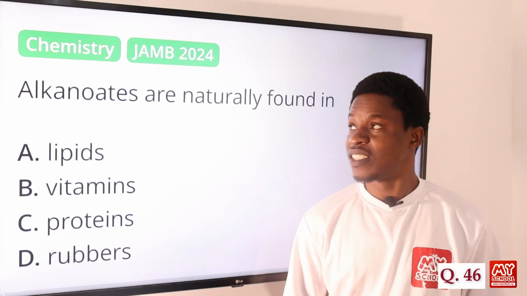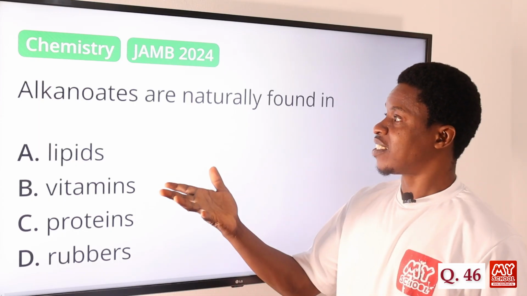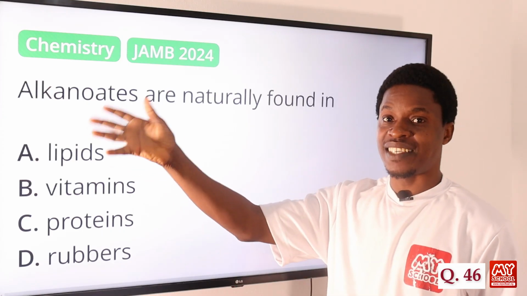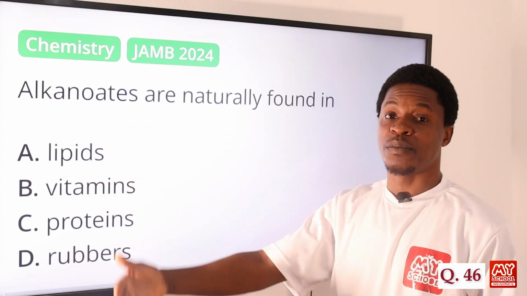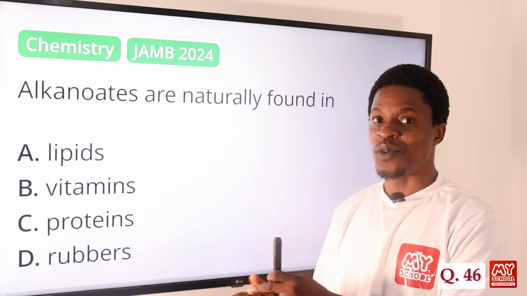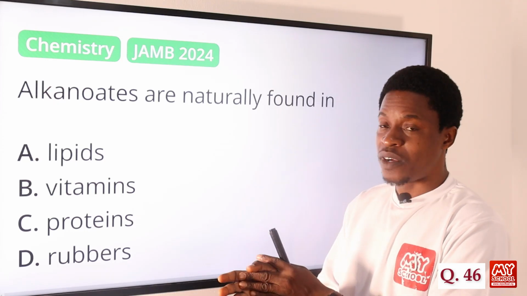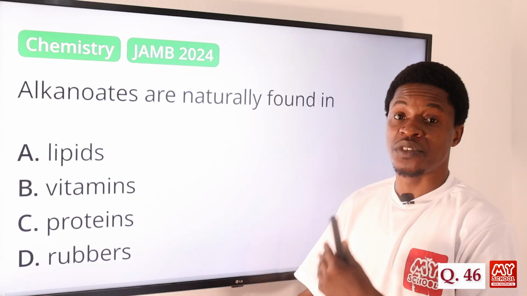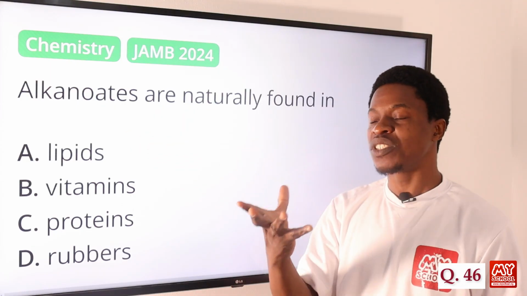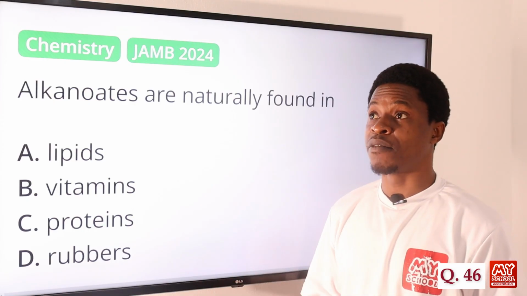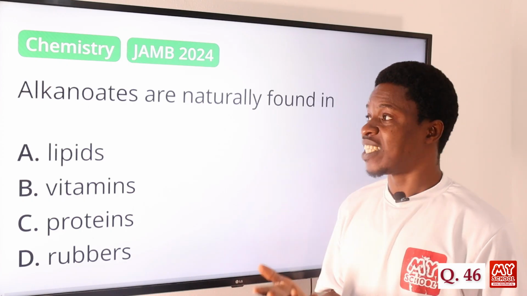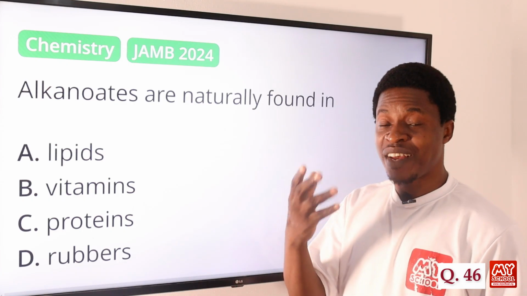Now, question number 46. Alkanoates are naturally found in what? Don't forget that alkanoates are esters, that's another name they are called. They undergo the process called esterification. Reaction between alkanol and alkanoic acid gives us alkanoates, or ester, and water through the process of esterification. Esters usually have a sweet smell. That's why they are used in making yogurts or ice creams, because of the sweet smell they have. If you are manufacturing them, you can begin to perceive the fragrance.